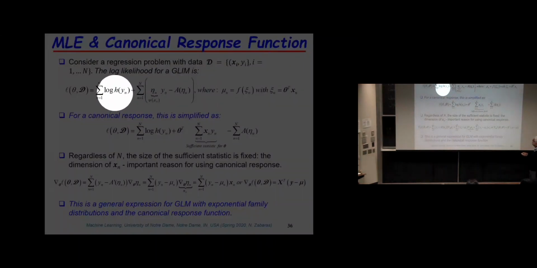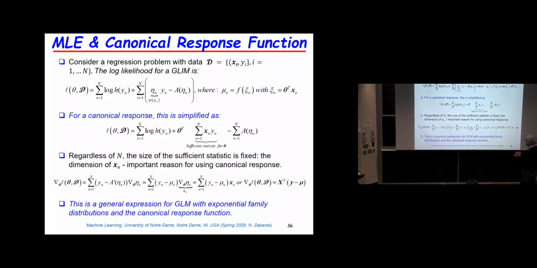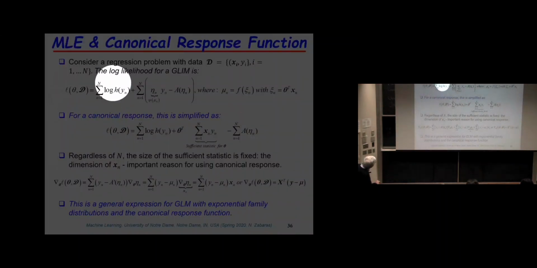Where did the first term come from? If you have the notes, what was the form of the exponential family of distributions? The likelihood comes from there. So look and tell me that the first term will look like this.